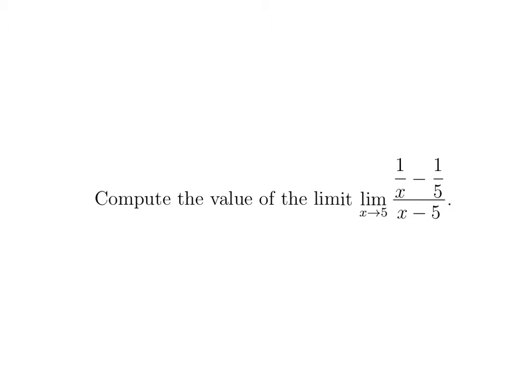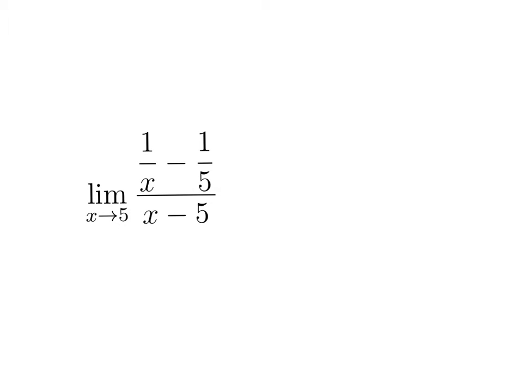Let's think about how to compute the value of this limit. First of all, we can try plugging in x equals 5 and see what happens. In the numerator, this gives us 1/5 minus 1/5, or 0. And in the denominator, we get 5 minus 5, which is also 0. Therefore, this limit is of type 0 over 0, so it's an indeterminate form.